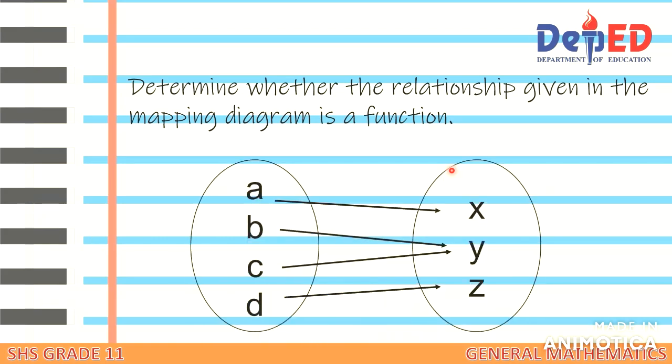Next example. So take a look at this mapping diagram. Do we have one element of domain that corresponds to exactly one element of range? So it is yes. So this given relationship is a function.